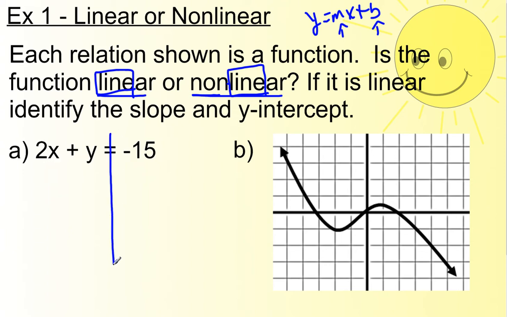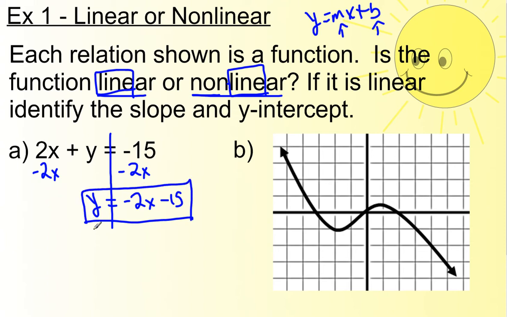So to get the y variable by itself, we're going to subtract 2x. We're trying to make this slope-intercept form. Y equals negative 2x minus 15. All right. Were we able to write the equation of this line in slope-intercept form? Y equals mx plus b. Absolutely. This is linear. It's linear because we were able to write it in slope-intercept form. That makes it the equation of a line.